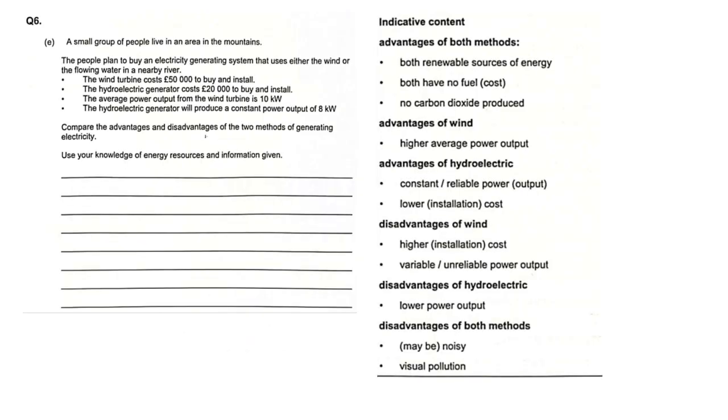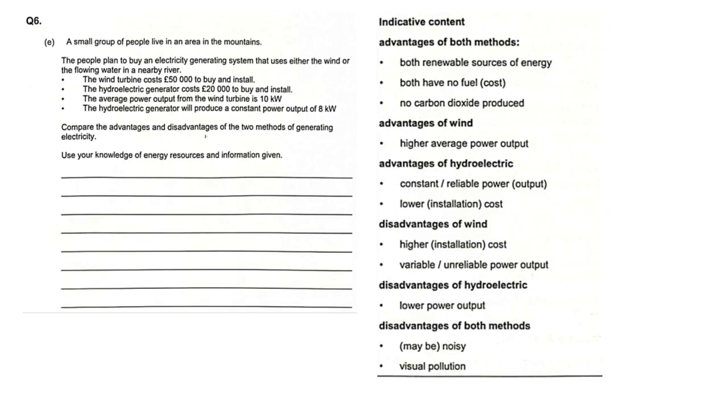And finally, a small group of people live in an area in the mountains. The people plan to buy an electricity generating system that uses either the wind or the flowing water in a nearby river. So they give you ideas about the cost and the general output. And you have to compare the advantages and disadvantages of the 2 methods of generating electricity using your knowledge of energy resources and the information given.